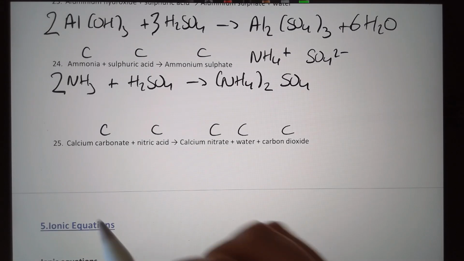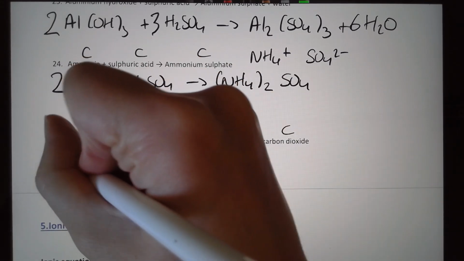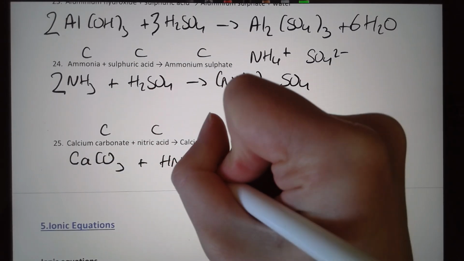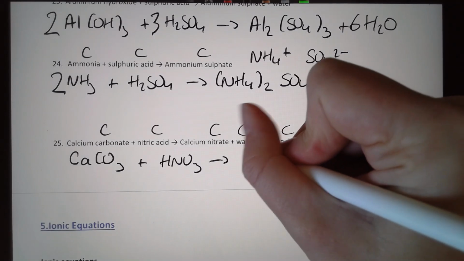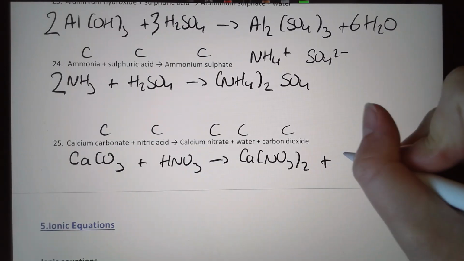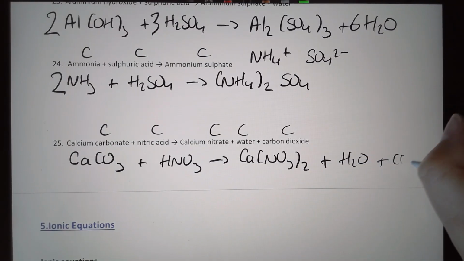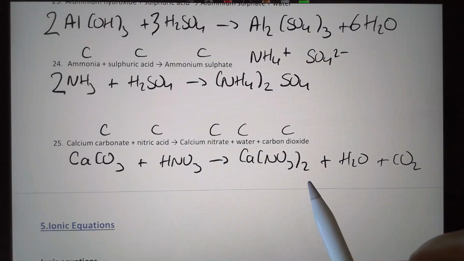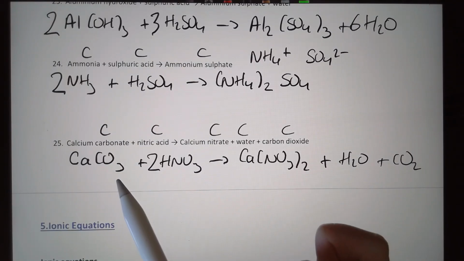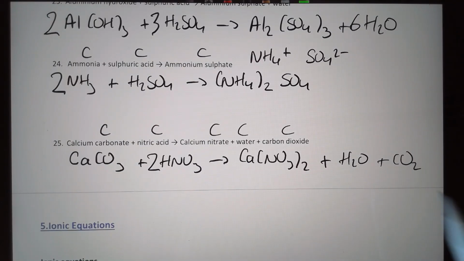So I'm working them all out. Calcium carbonate, using my charges, is CaCO3. Nitric acid is HNO3. Calcium nitrate, using my charges, is Ca(NO3)2. Water, H2O. Carbon dioxide, CO2. 2 nitrates there. I want 2 nitrates there. 1 calcium on each side. I've got 2 hydrogens, 2 hydrogens, 3 oxygens there. 1, 2, 3 oxygens there. So that one's already balanced.